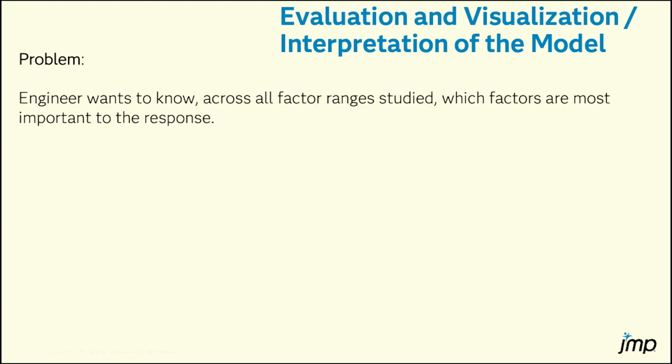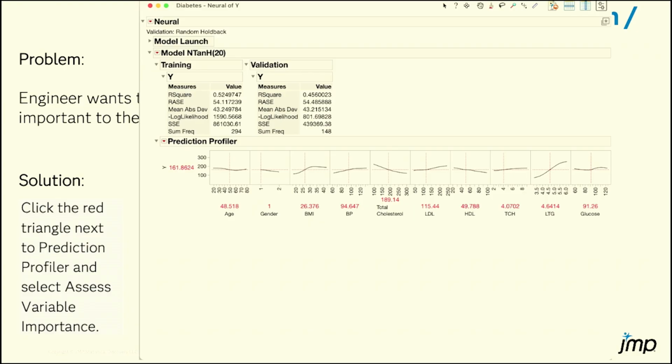Okay, what about when I'm interpreting the model, what if I want to know across all the factor ranges that I've studied? So varying silane across its range, varying sulfur across its range. In the whole study, the whole experiment, which factors are the most important to the response? So far in exploring the profiler, we've only looked at one moment at a time, one set of factor settings. But what about globally? What are the most important variables in this model? The answer for that is something available in that red triangle from the profiler called Assess Variable Importance.